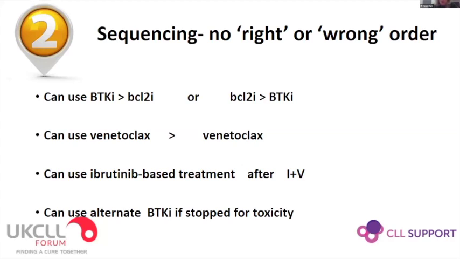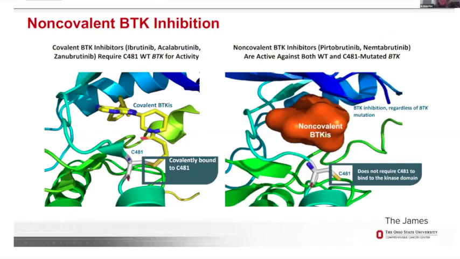But what we do know, based on a collection of both prospective and retrospective data, is that we can effectively use a BTK inhibitor after venetoclax or vice versa. That we can use venetoclax to retreat in patients who've been previously exposed to venetoclax fixed duration, and that there is evidence from the Captivate data that we can use ibrutinib-based treatment after I+V, bearing in mind that in all of these studies, we're talking about tens of patients, maybe 100-and-something patients. We're not talking about large randomized studies. And we know that using an alternative BTKI is an effective and useful strategy if we've had to stop another BTKI because of toxicity.